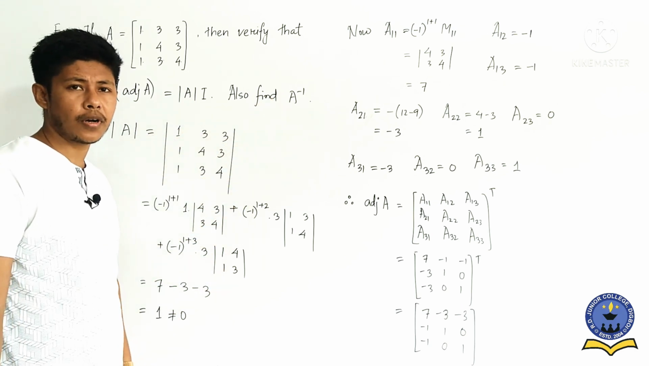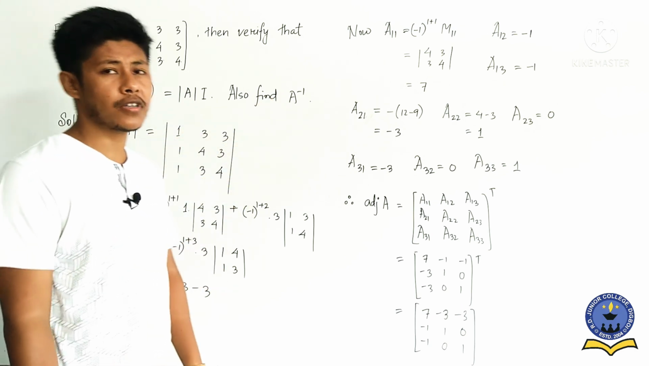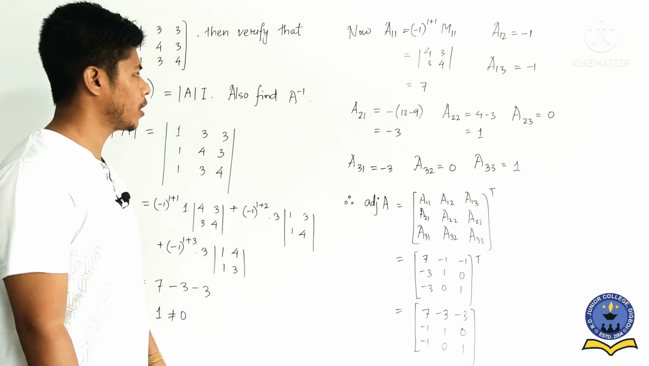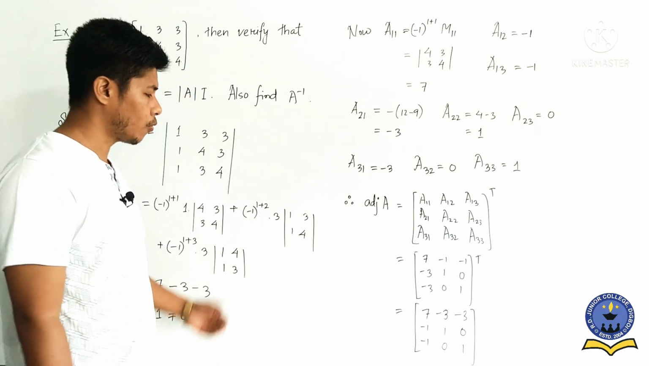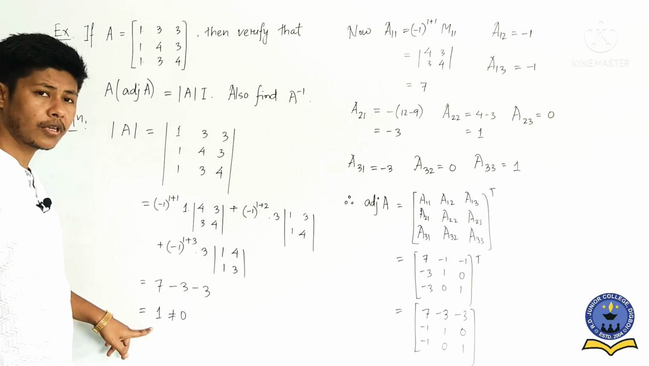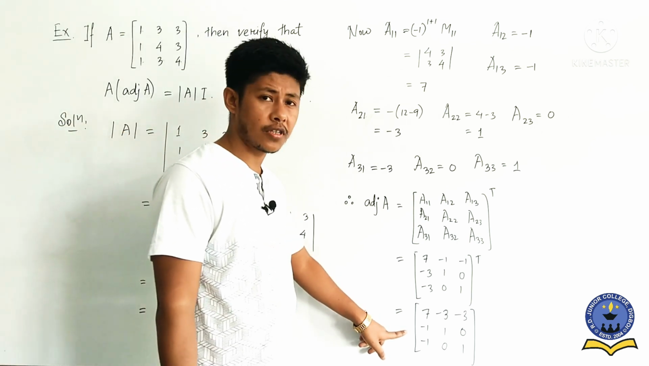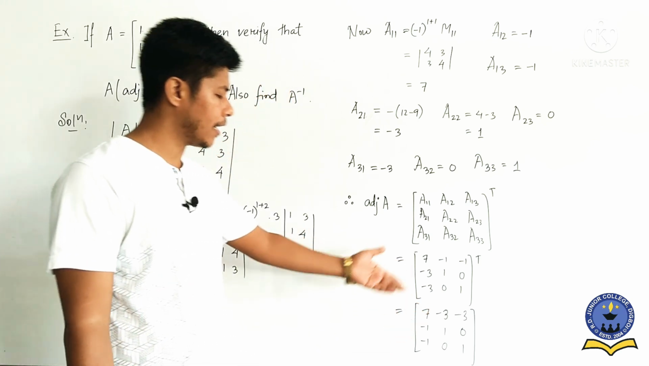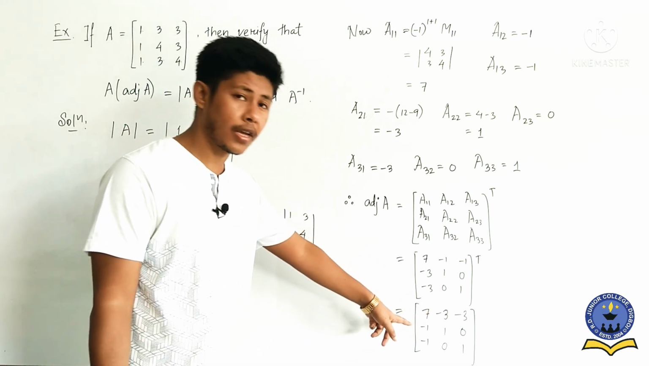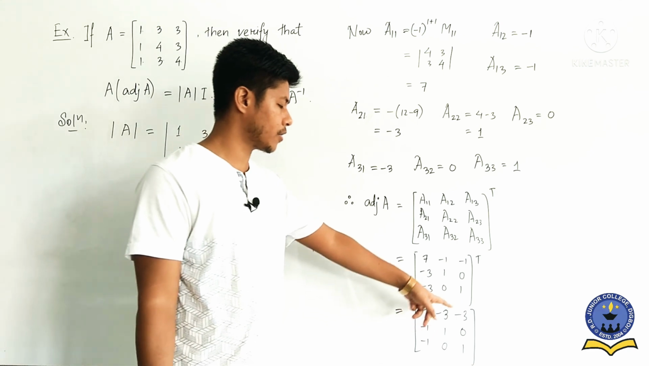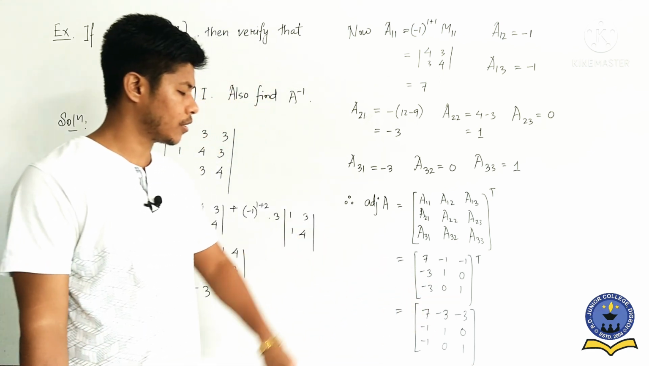We have to find out A inverse. So what is the formula of A inverse? A inverse equals 1 by determinant of A into adjoint of A. So in place of determinant of A we have to put this value, and adjoint of A means we have to put this value, and 1 into this result. Ultimately here the A inverse value we get is this one. What we get? 7 minus 3 minus 3, minus 1 1 0, minus 1 0 1.